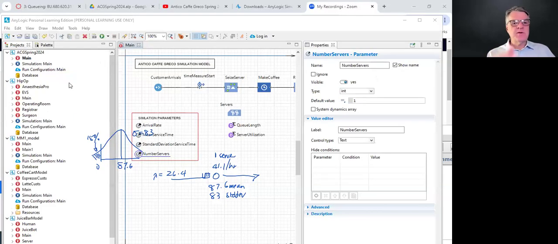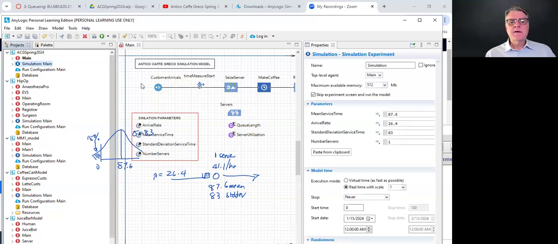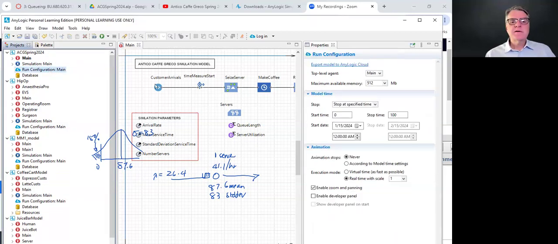To get a second run, I go into, let's see, I believe it's simulation main. No, it's run configuration, I believe. Let me just figure this out. I've just got a bunch of Zoom windows to arrange here. No, it is simulation main.